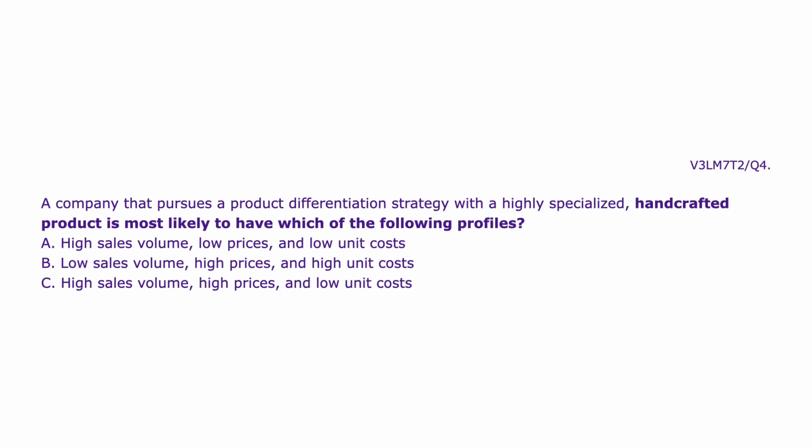A company that pursues a product differentiation strategy with a highly specialized, handcrafted product is most likely to have which of the following profiles? A, high sales volume, low prices, and low unit costs; B, low sales volume, high prices, and high unit costs; C, high sales volume, high prices, and low unit costs.